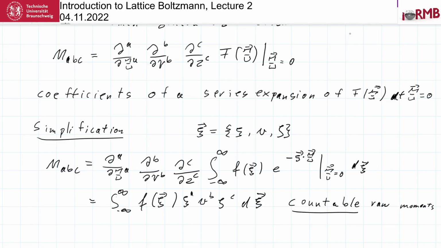So why are they countable? They are countable because they have counters, and these counters are A, B, C. So you can count them up: they have a 0, first, second, and so on. And they are raw because they are in the lab frame.